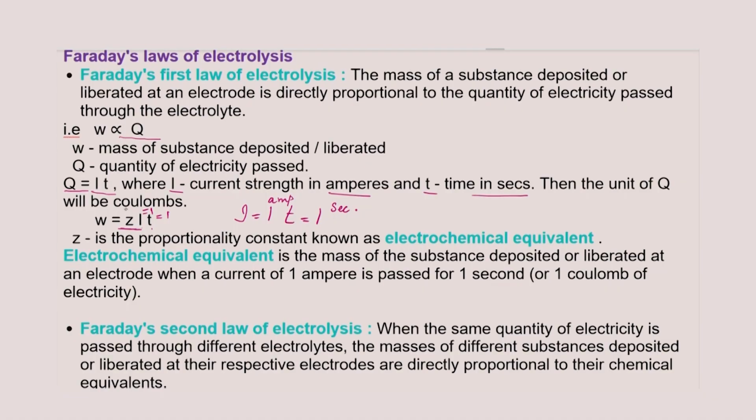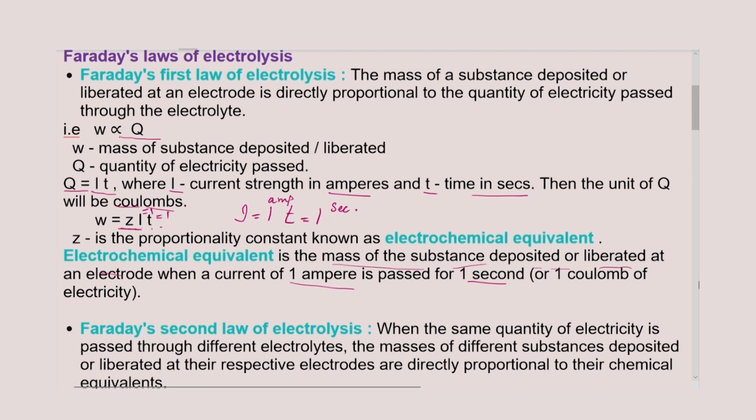Ampere into second is known as coulombs, which is also another unit. You can either say 1 coulomb of electricity is passed or 1 ampere for 1 second, and this proportionality constant is named the electrochemical equivalent, denoted here by the small letter z. So, electrochemical equivalent is defined as the mass of the substance deposited or liberated at an electrode when a current of 1 ampere is passed for 1 second, or 1 coulomb of electricity is passed. This is the first law.